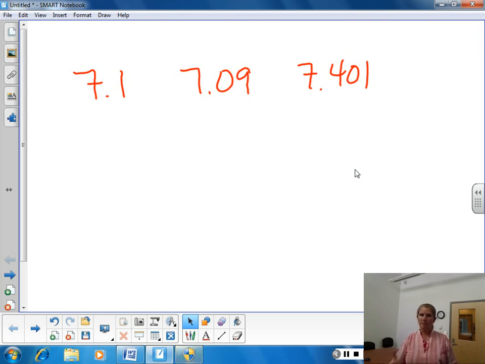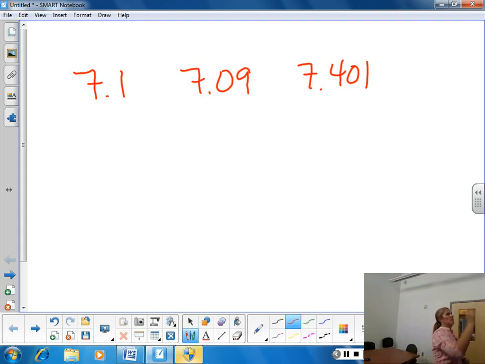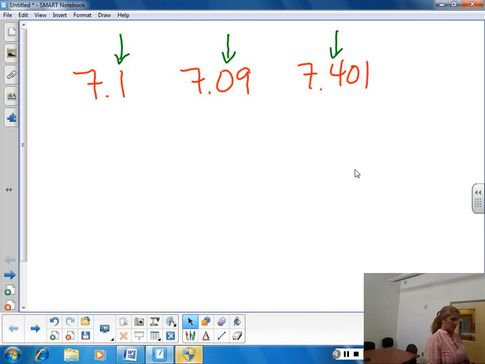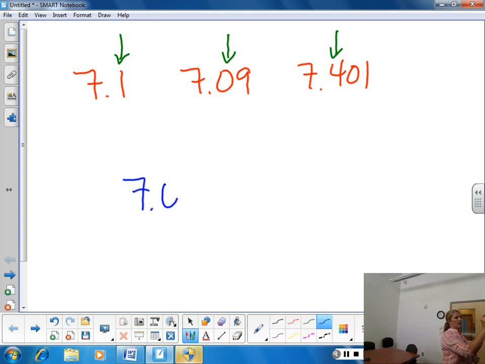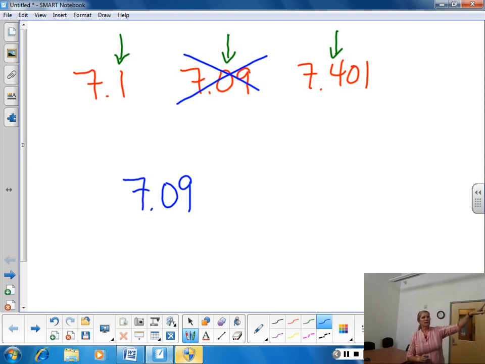Look to the tenths, look to the hundredths, look to the thousandths. If these all have 7s, then I can look to see what's the smallest in the tenths place. Even though it has a lot of digits doesn't mean that it's the greatest or the smallest. The least number that I have is the 0 there. So 7 and 9 hundredths is the smallest number. The next smallest number is 1.